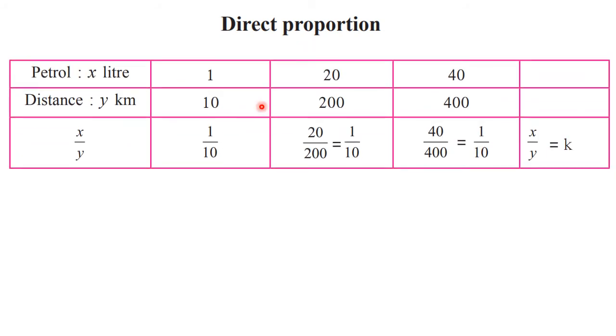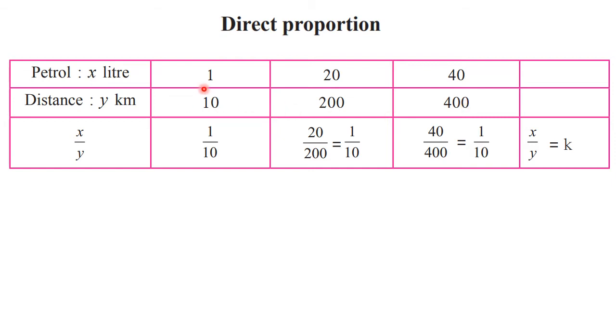So here you can see one table, and in this table you have three rows. Here you have petrol in liters, distance in kilometers. So for petrol we are taking the letter X, and for distance we are taking the letter Y. Now here the distance covered in 1 liter petrol is 10 kilometers. Distance covered in 20 liters petrol is 200 kilometers. And distance covered in 40 liters petrol is 400 kilometers.